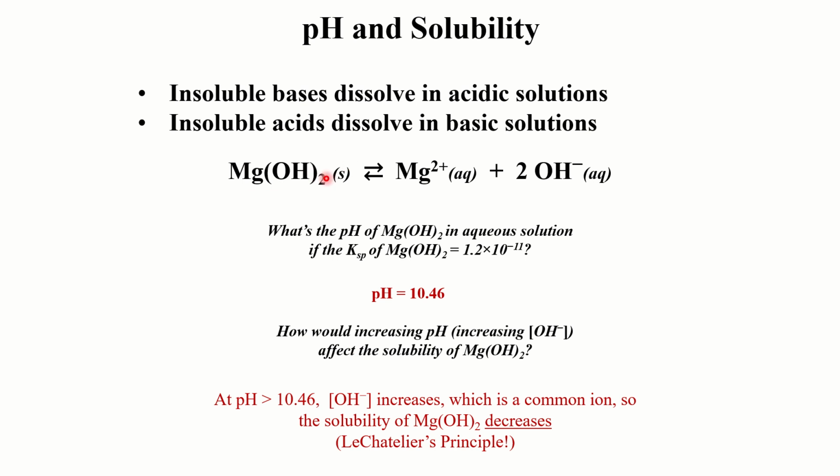So if you've got a base dissolving, increasing the pH would decrease the solubility. However, if you were to decrease the pH, this would increase the solubility, and then you would see the inverse relationship if you had an insoluble acid.